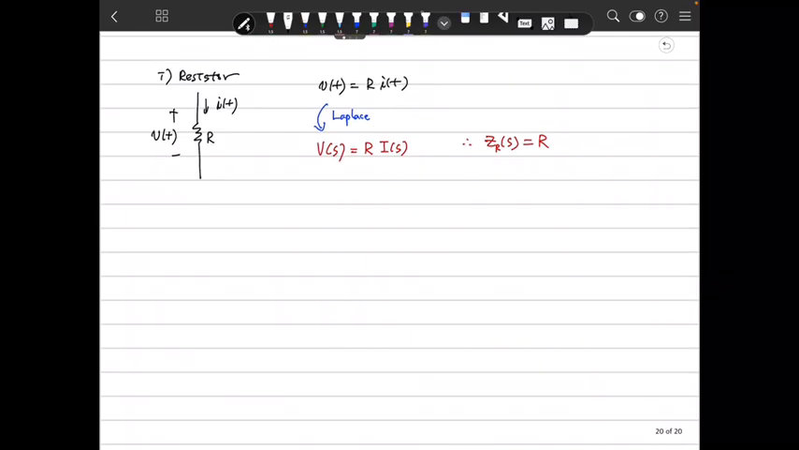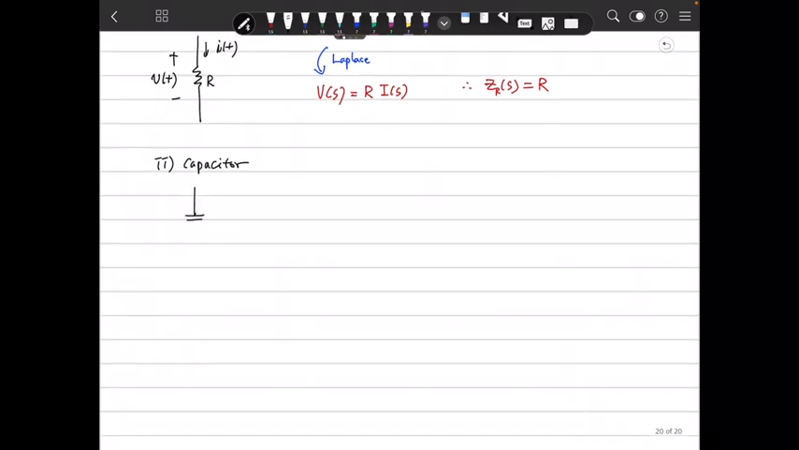And the second thing is the capacitor. So in time domain, the capacitor was defined like C, with voltage v(t) and current i(t). Then the relationship between the voltage and current in the capacitor was i(t) equals C dv(t)/dt. So we will do this in the Laplace.